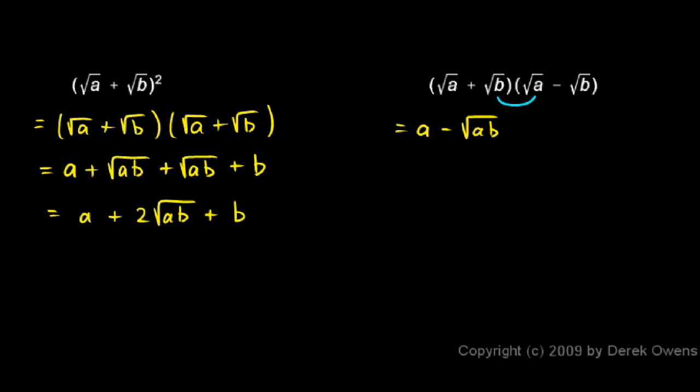My inner two terms, I have the square root of a and the square root of b multiplied together. That gives me a plus square root of a times b. And my last terms, a square root of b, and don't forget that minus, times a minus square root of b gives me a minus square root of b squared, or minus b. And now these terms here cancel out. The minus square root of ab and the plus square root of ab are gone, so we're just left with a minus b.